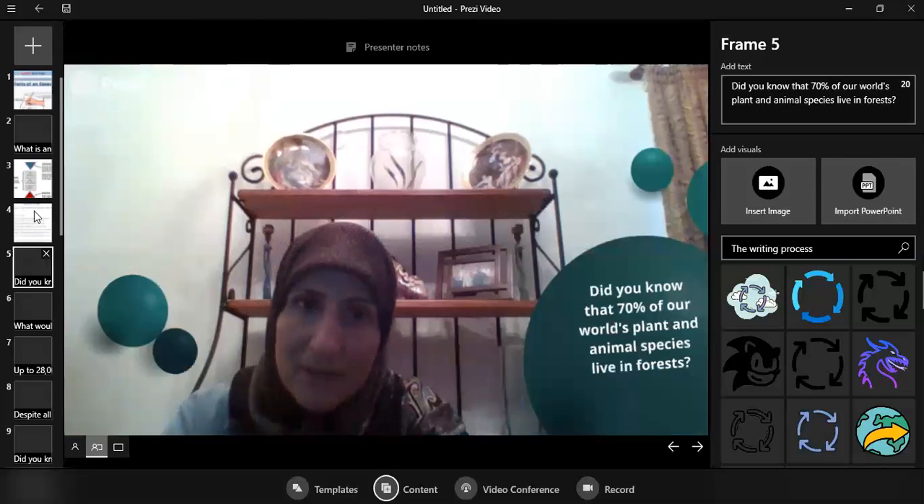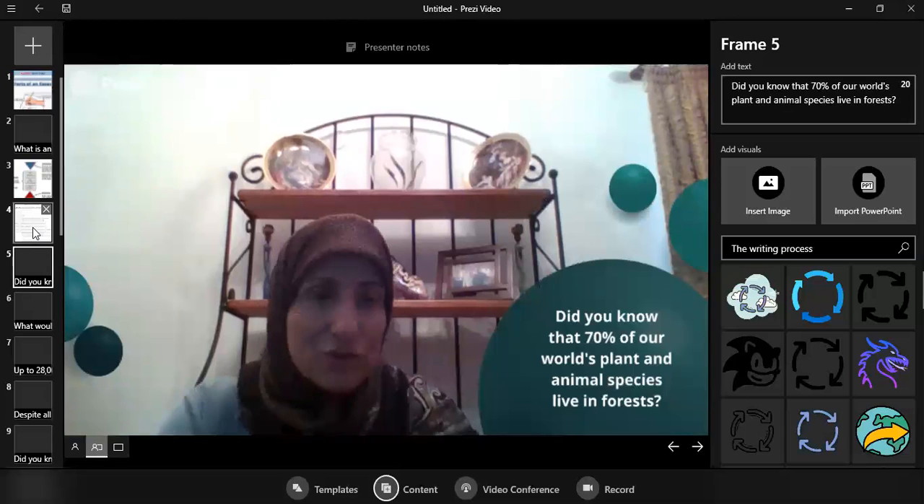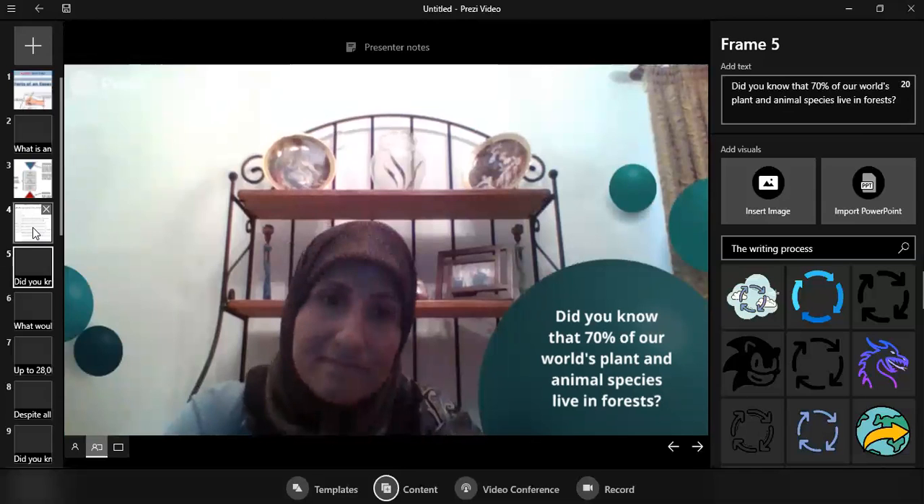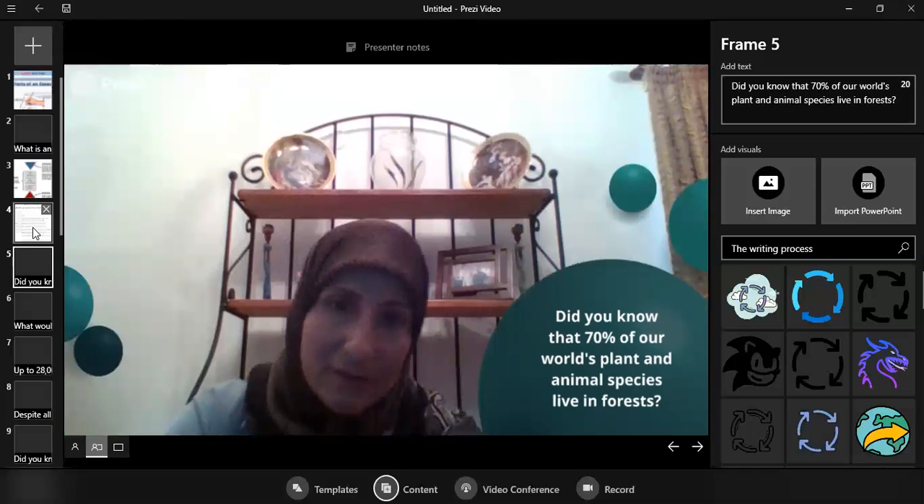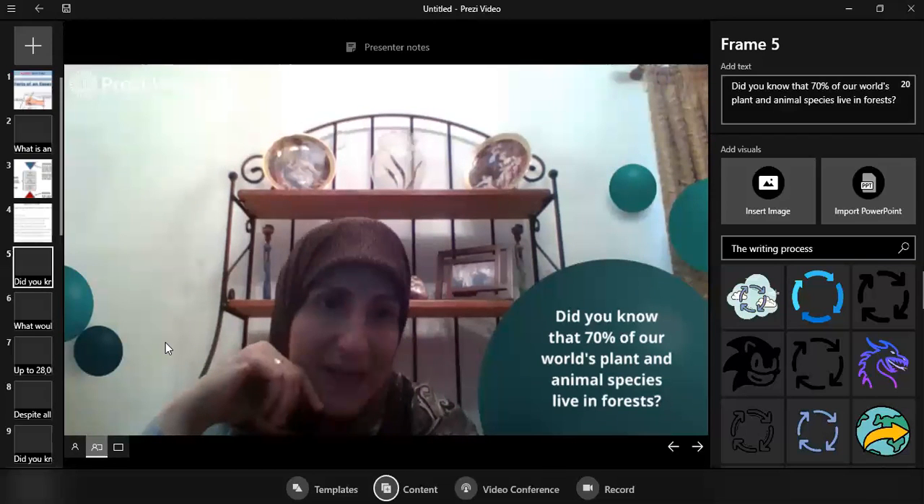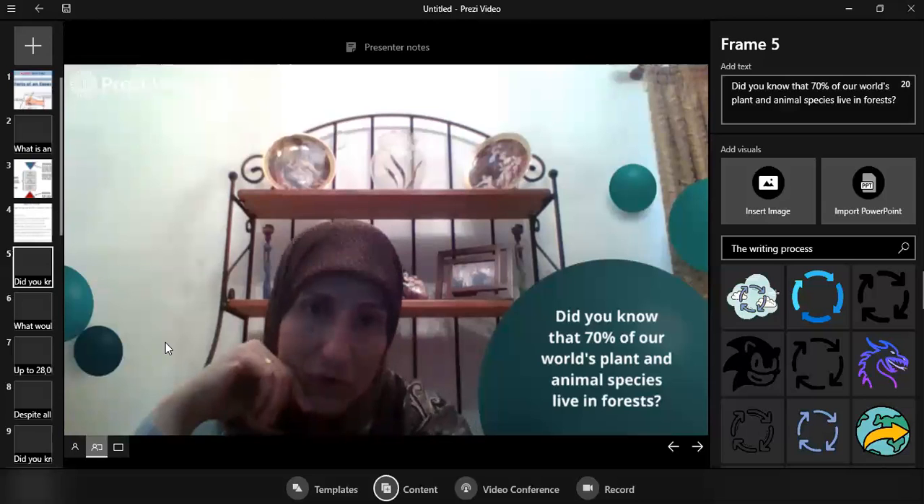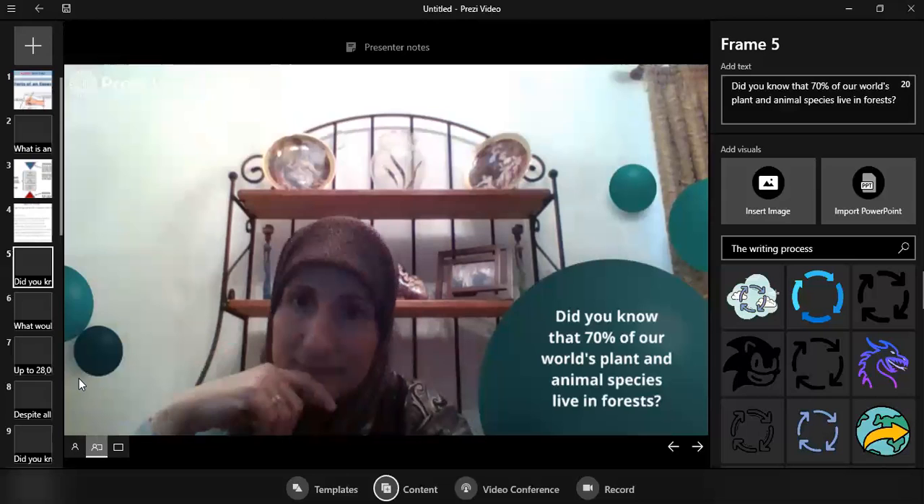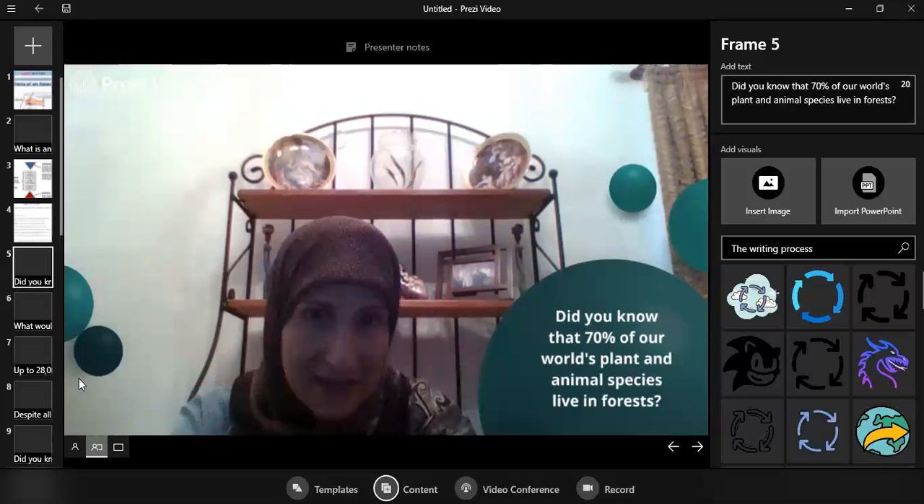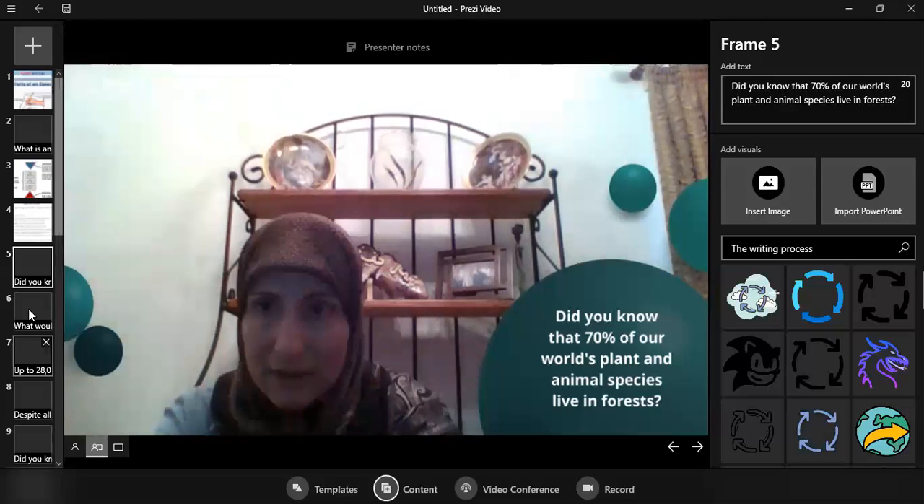Now, concerning hooks, if we're going to talk about deforestation in the essay, what would be a good hook? Take a look at the screen here. Did you know that 70% of our world's plant and animal species live in forests? Why is this a good hook? Hadil, why is this a good hook? It has statistics. Okay, great. It has statistics and it is asked in a question form. So it is good. Let me give you another example.